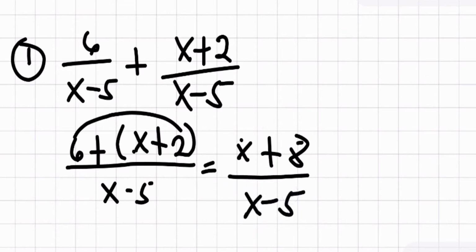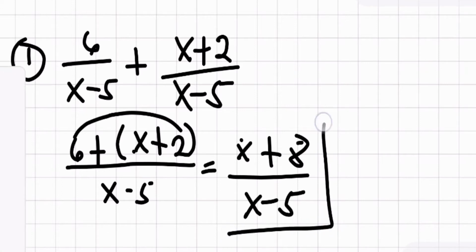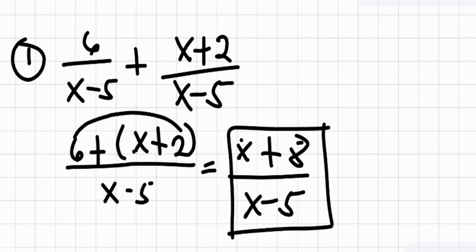Now the question is, is this now our final answer? If you think that your rational expression can no longer be simplified, then that means that that is already your final answer. So since we can no longer simplify x plus 8 over x minus 5, then this is now our final answer. Okay, let's move to our second example.